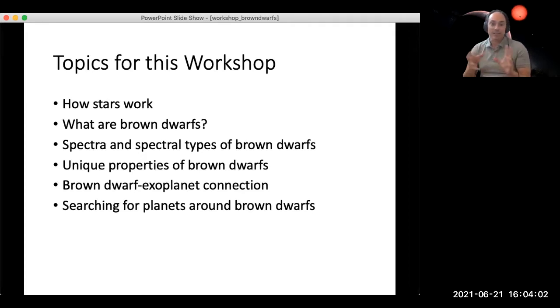And then at the end, if I have enough time, I'll talk a little bit about the connection between brown dwarfs and exoplanets, which are another category of objects. These are planets that orbit other stars. And we'll actually see that there's a pretty strong connection between the properties of brown dwarfs and the properties of particularly hot Jupiter exoplanets. And then we'll hopefully talk a little bit about the possibility of finding planets themselves around brown dwarfs. And I'll give an example of the TRAPPIST-1 system that some of you may have heard about. So that's the topic for the next couple hours, hopefully a little less than 2 hours.